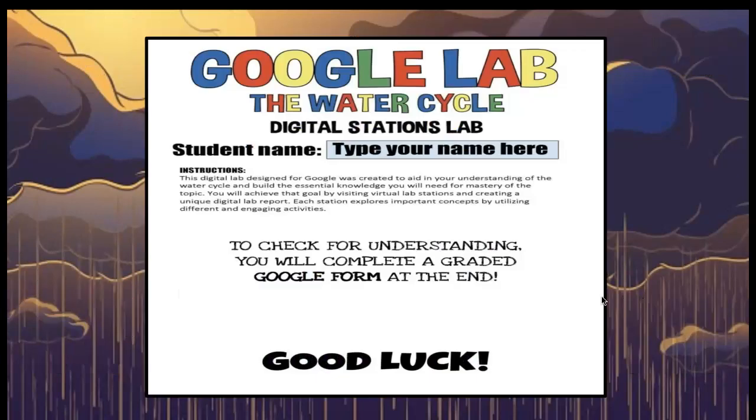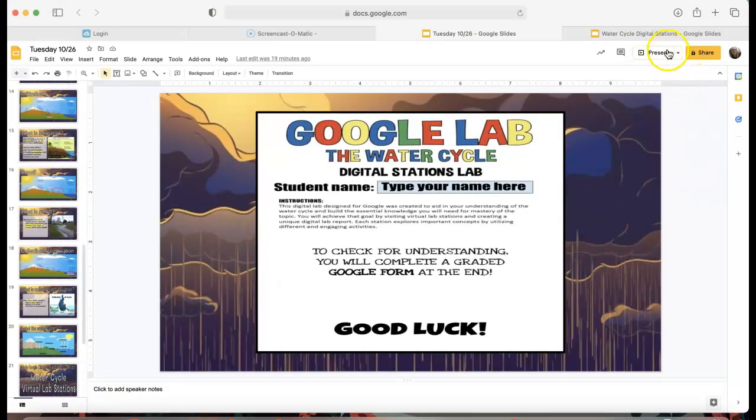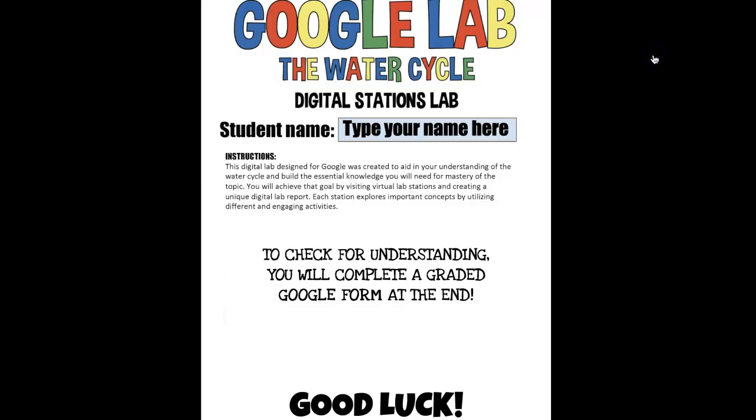So in Google Classroom, under the classwork tab, you'll find the water cycle topic. And under the water cycle topic, you'll see water cycle digital lab stations. I am going to go ahead and open up a student copy for you guys to see exactly what your version will look like. So when you are doing this, you'll type your name in this box here. It says that the lab is designed for Google and is to help you understand the water cycle with a couple of mastery topics. All right, so we're going to be digging a little deeper into the water cycle with each digital lab station, and there are different things that you're going to be doing in each lab.